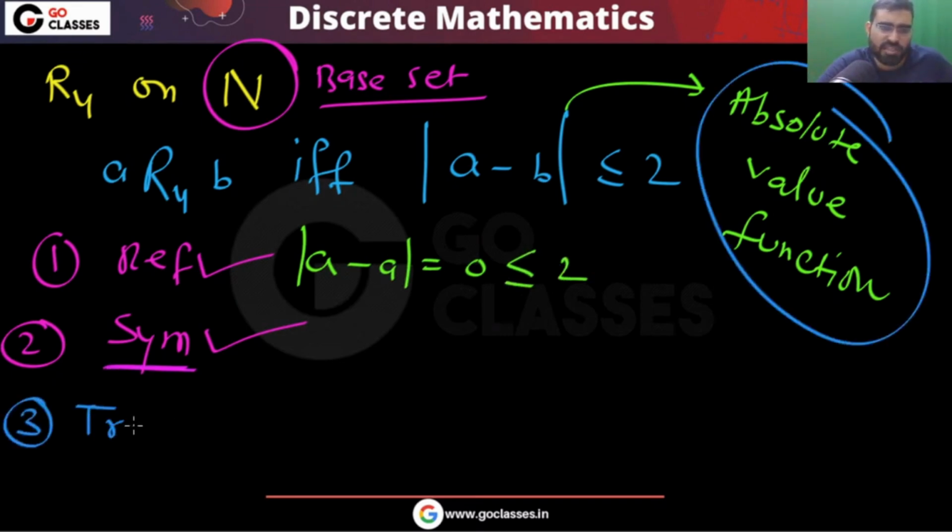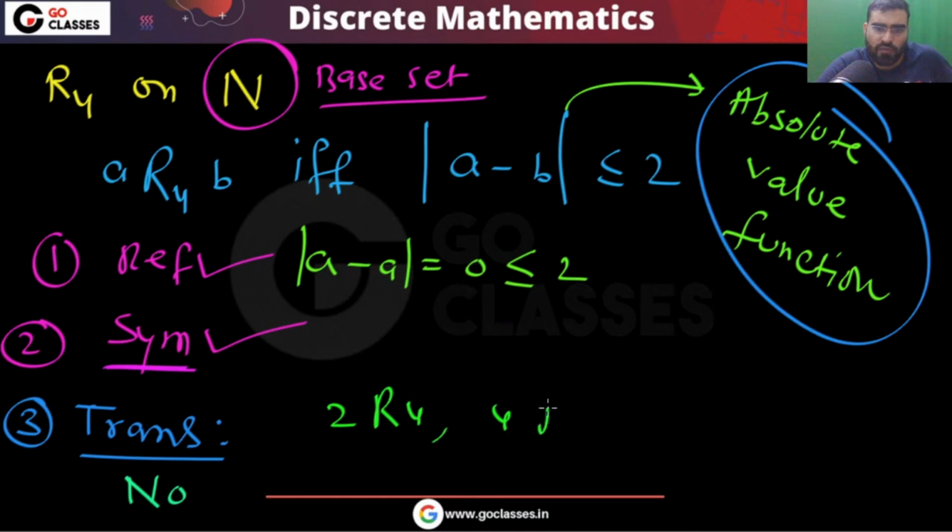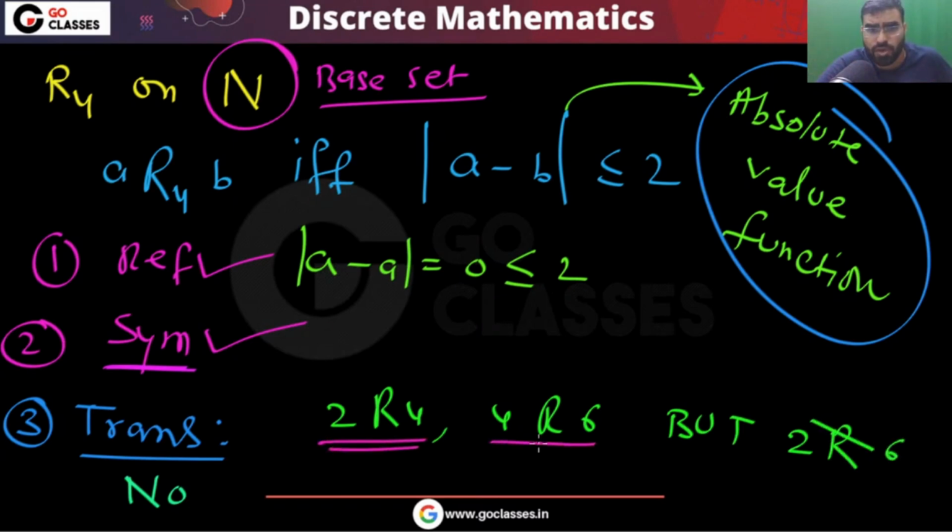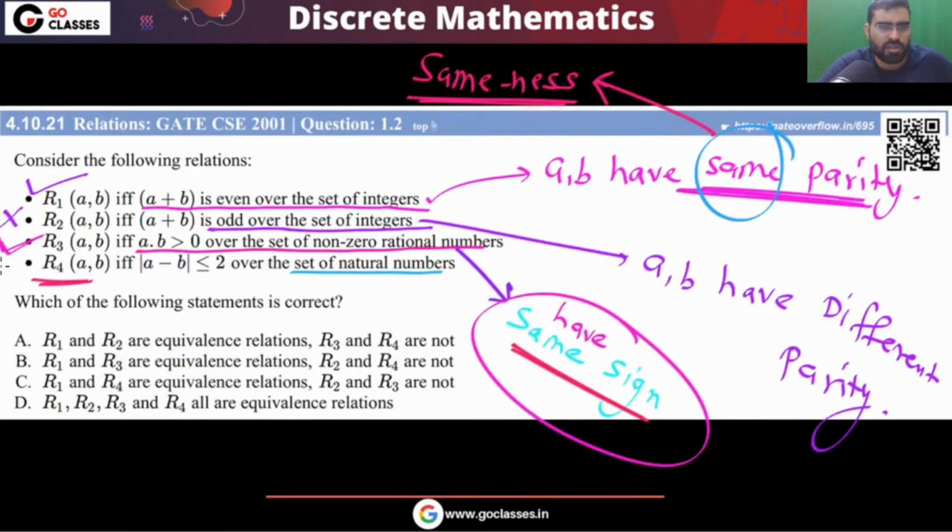But this is not transitive. The relation is not transitive. Why is this not transitive? For example, 2 is related to 4, 4 is related to 6, but 2 is not related to 6. Yes or no? So this relation is not transitive, and so this is not an equivalence relation.